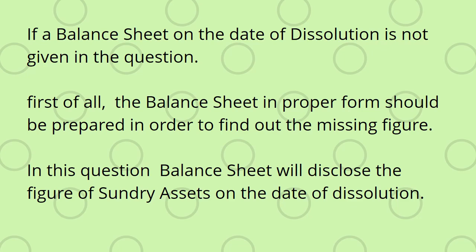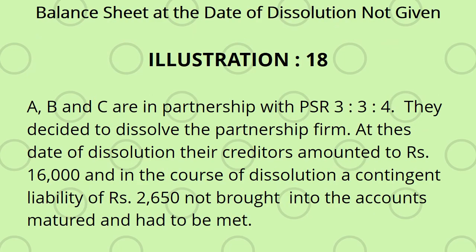Listen. The question, Illustration 18 that I will teach you now, will give you the balancing figure, and the balancing figure will be sundry assets, and the amount of sundry assets is missing. That will be found only by the preparation of the balance sheet. Balance sheet at the date of dissolution not given. The same I told you in the beginning.